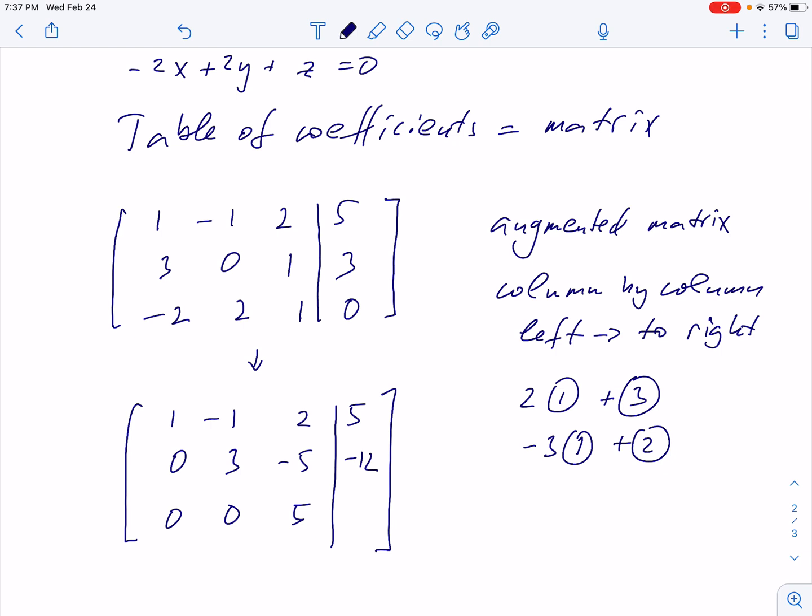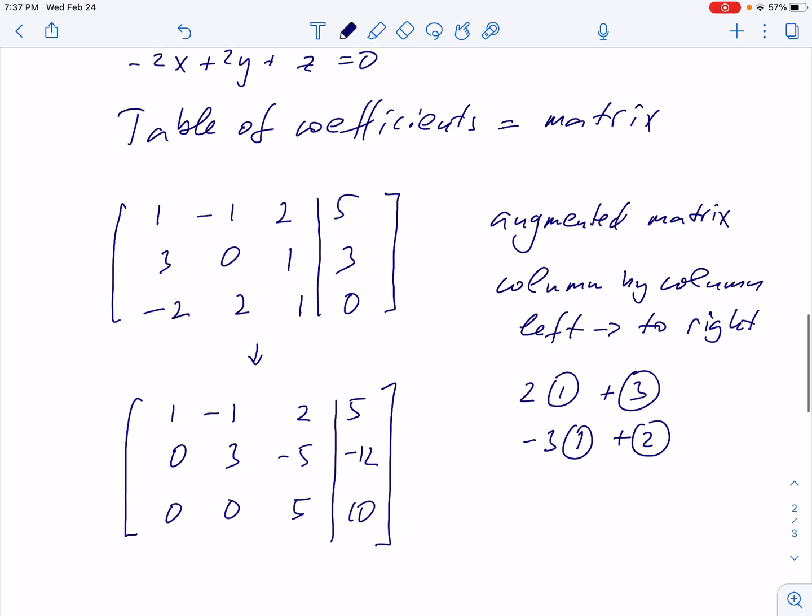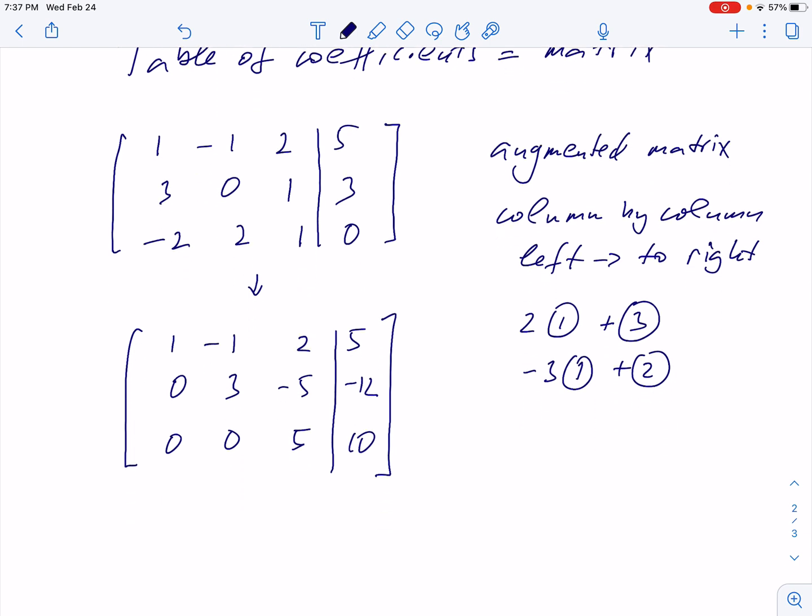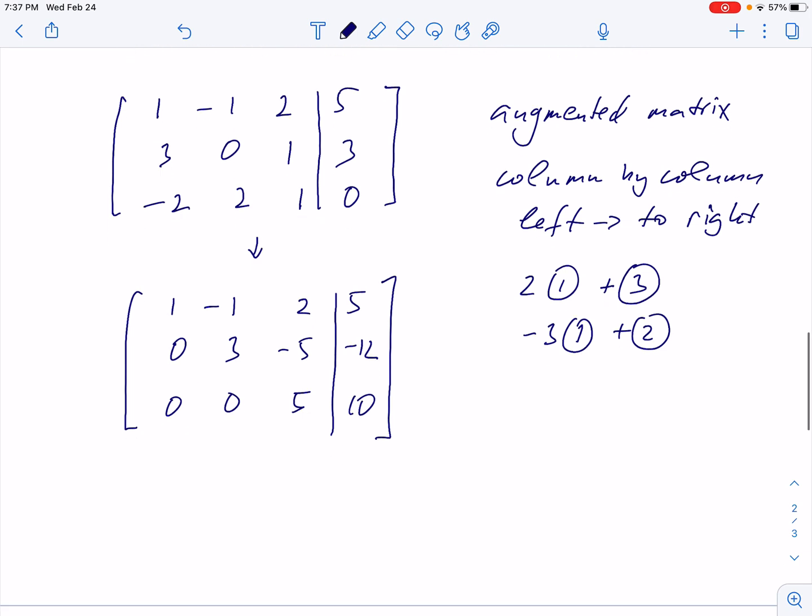And then we have 2 times 5, so here 10. And this is the result. You can think that in the first column we have x, in the second y, in the third z, and the numbers on the right side are here behind the bar. So this is again a simplified system.